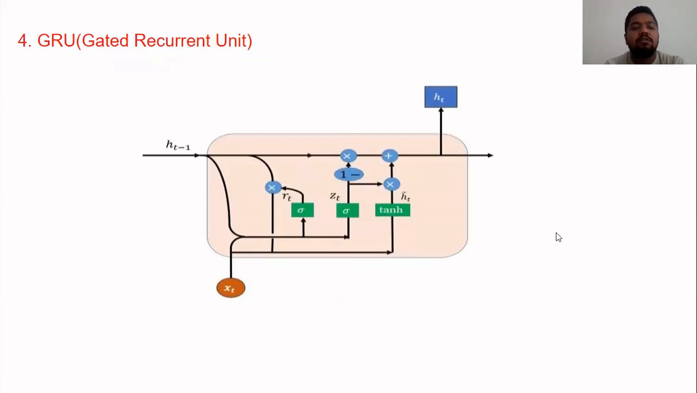Now next is GRU. GRU is the gated recurrent unit. It aims to solve the vanishing gradient problem which comes with the recurrent neural network. GRU can also be considered a variation on the LSTM because both are designed similarly and in some cases produce equally excellent results.